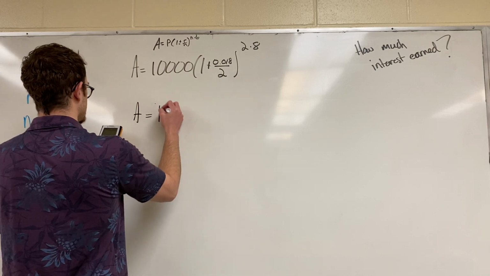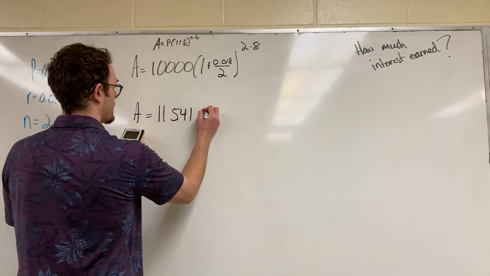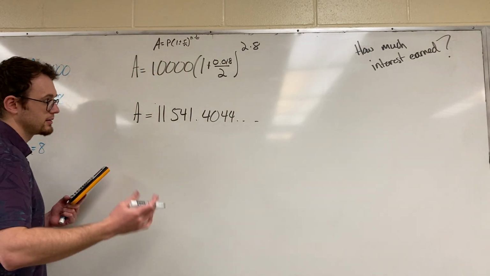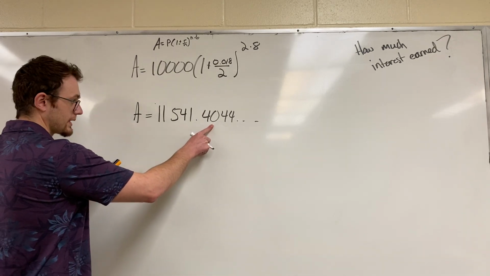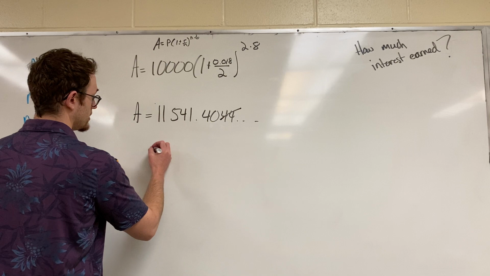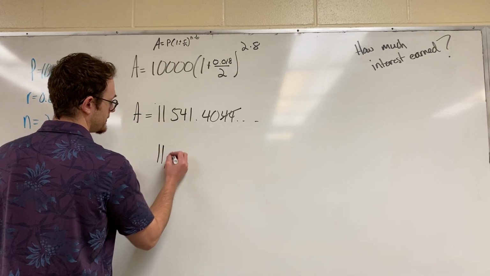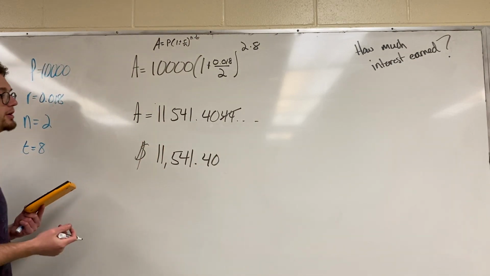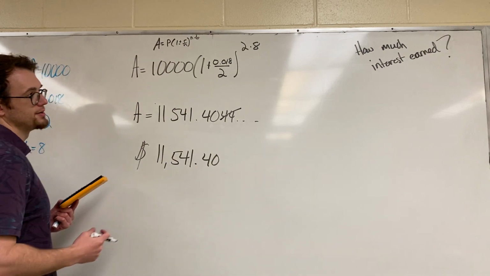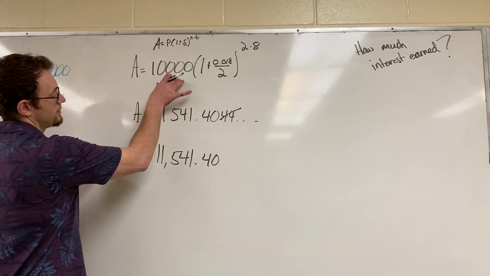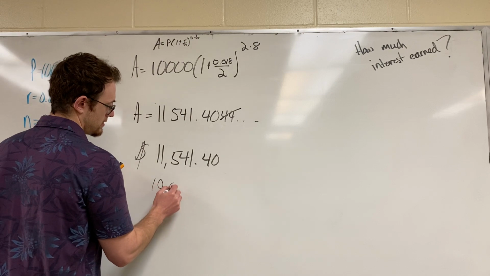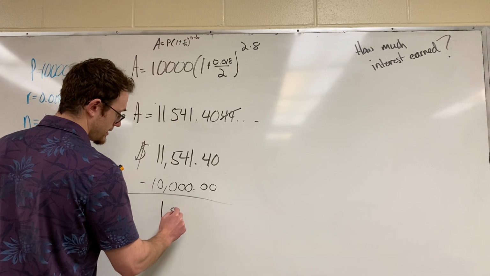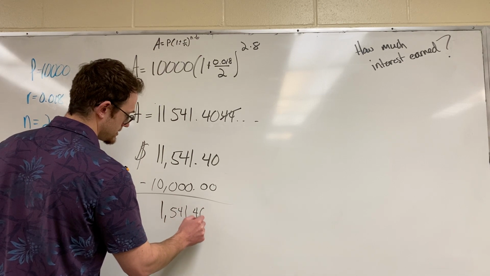So we get A equals, all right, now we got to round to money. Does that 4 round to 0? No, it does not. All right, so we have $11,541.40. But again, we don't want how much money is there after 8 years. We want how much interest was earned. So we're going to subtract off what we started with. And you should get $1,541.40.